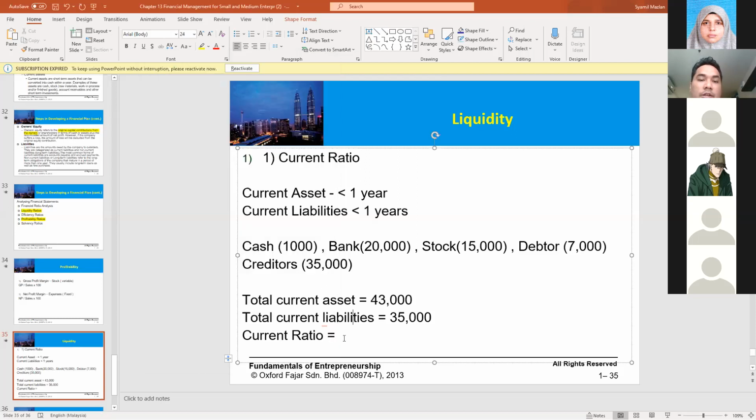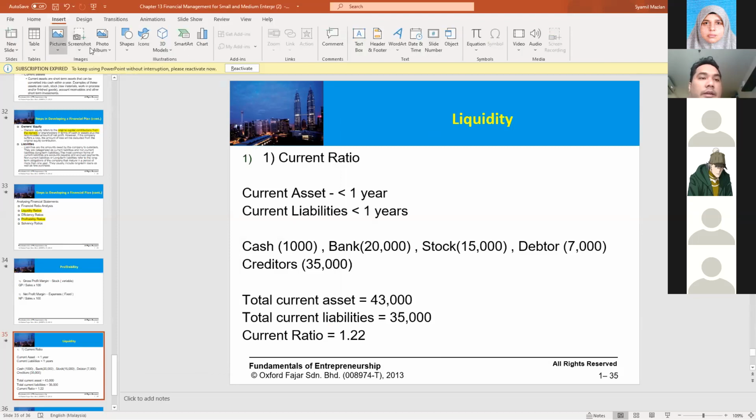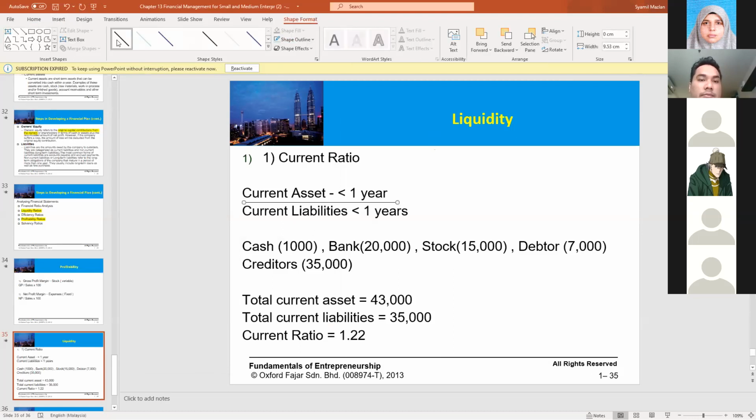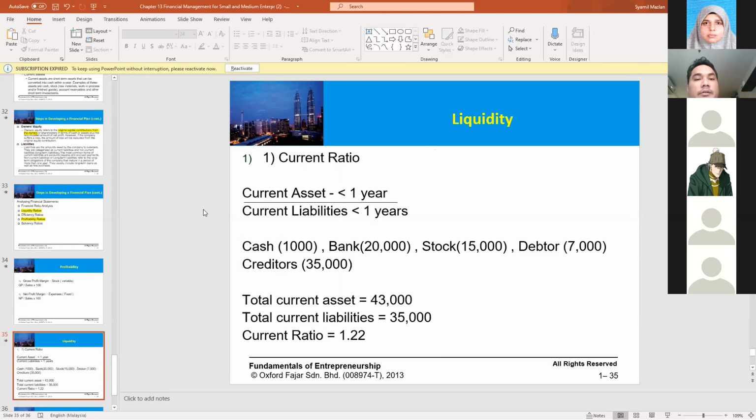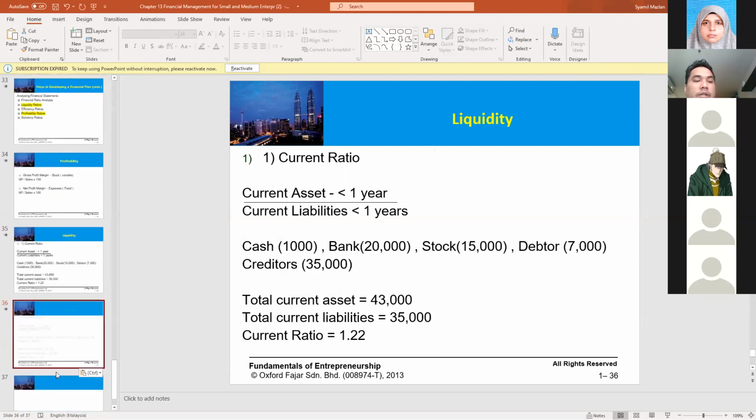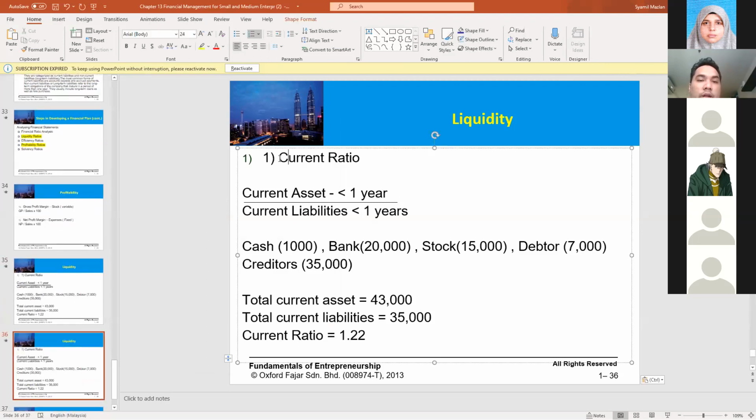1.22. Okay, so this is what we call current liabilities. The formula is current assets minus current liabilities. How about the quick ratio? The quick ratio, or another name is called the acid test.